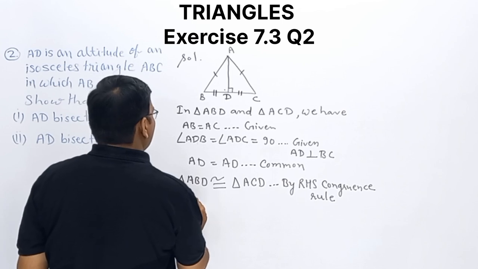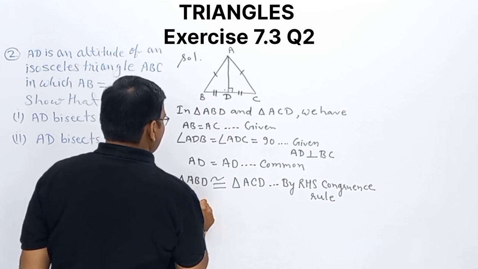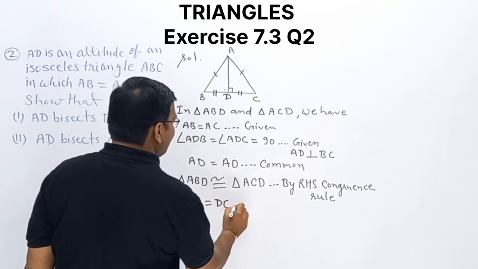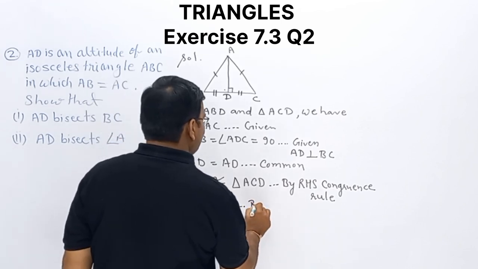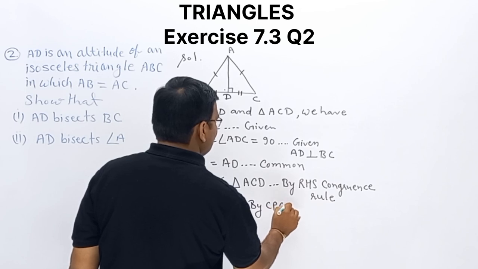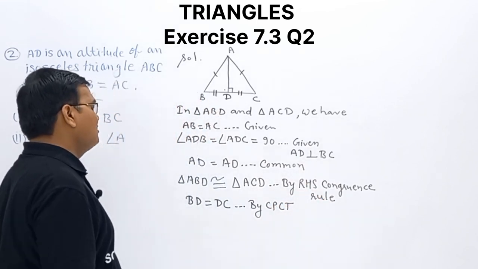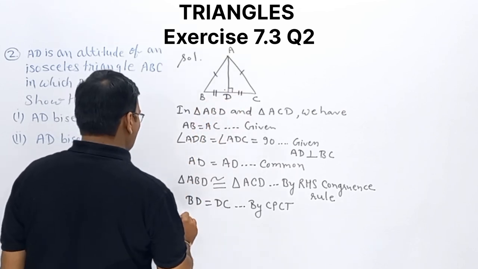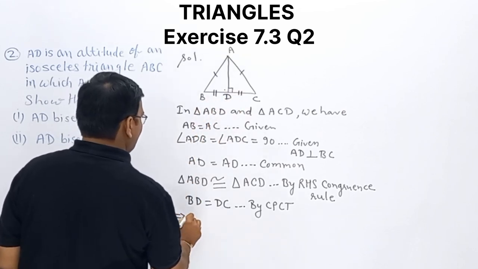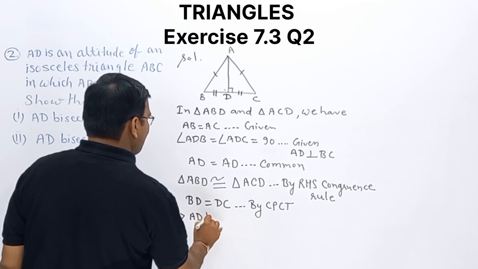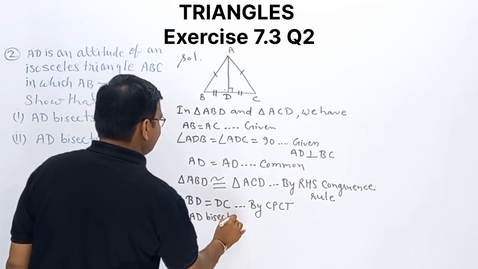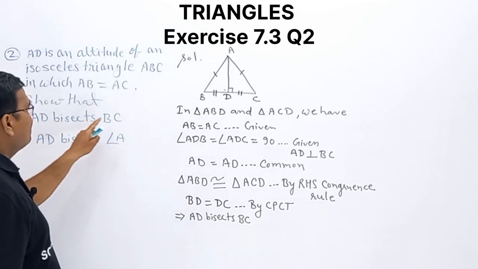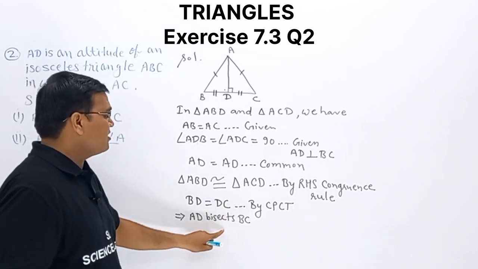So we can say BD equal to DC. Why? By CPCT. By CPCT we can say BD equal to DC. So we can say AD bisects BC. This we want to prove. AD bisects BC.